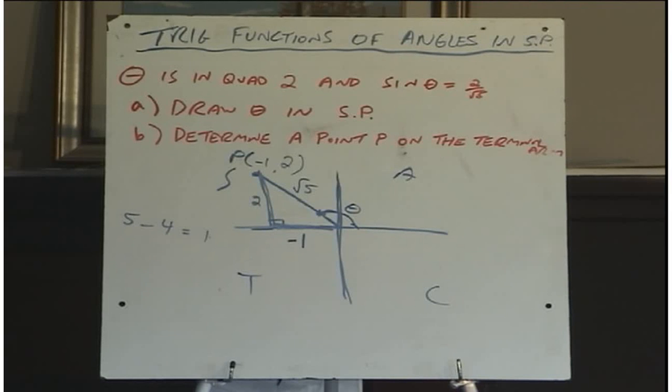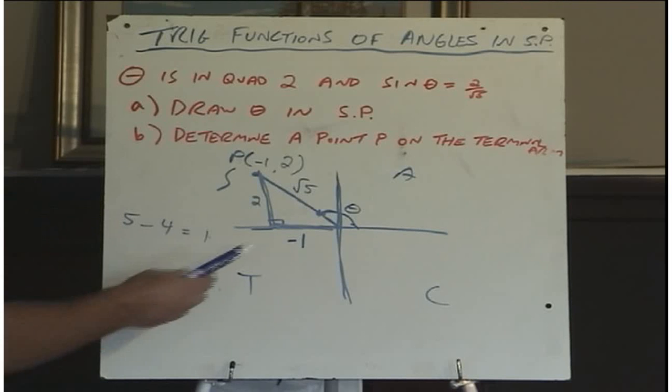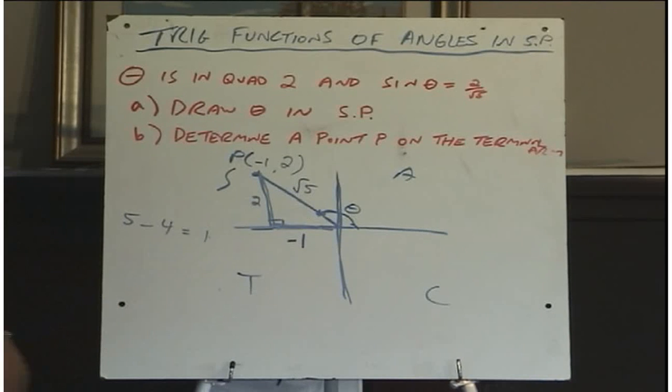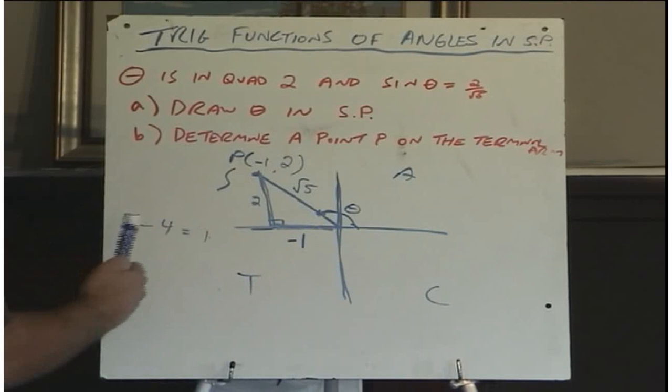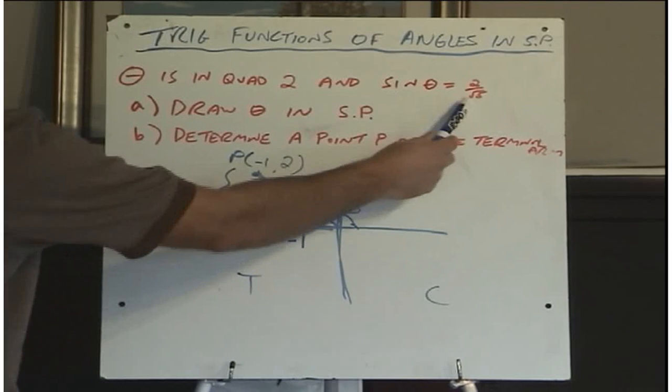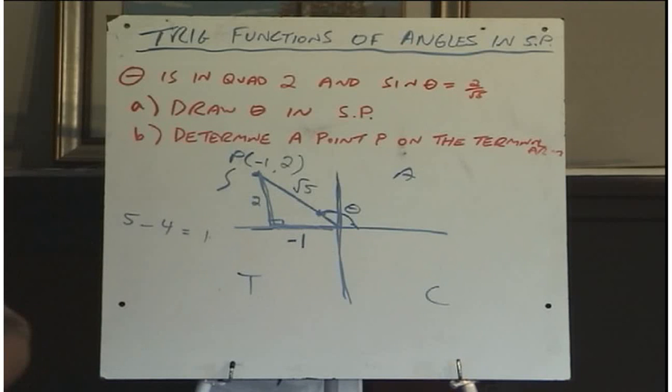So for Learning Guide 8, make sure that you can convert between degrees and radians, that you understand what a radian is, and you can define it, and that you're able to work with angles in standard position. You know about coterminal and reference angles, and that you can work through a problem like this where we're given a trig ratio, you draw it in standard position, and you come up with a point P on its terminal arm.